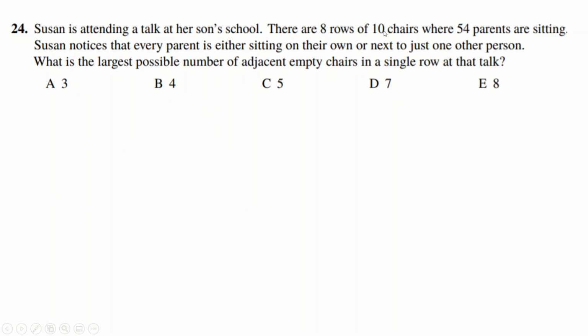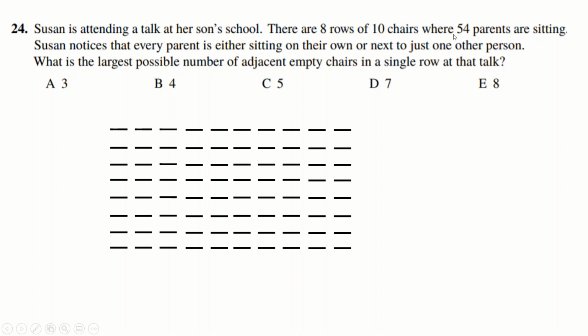She's got 8 rows of 10 chairs, so let's just draw that out really quickly. 54 parents are sitting. Now there are 80 chairs, which is good to know. Every parent is either sitting on their own or next to just one person, so there's never a group of 3, because then the middle person would be sitting next to 2 people. So let's just try filling this out.